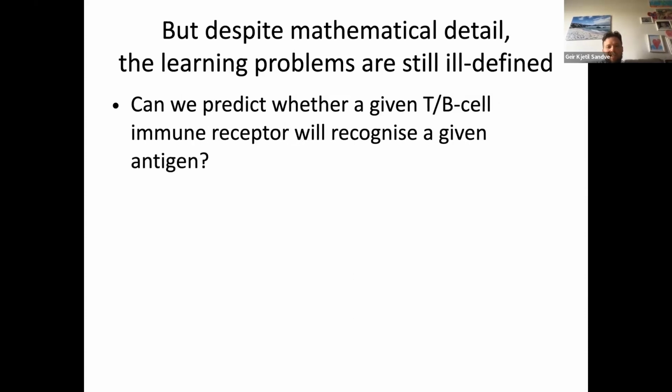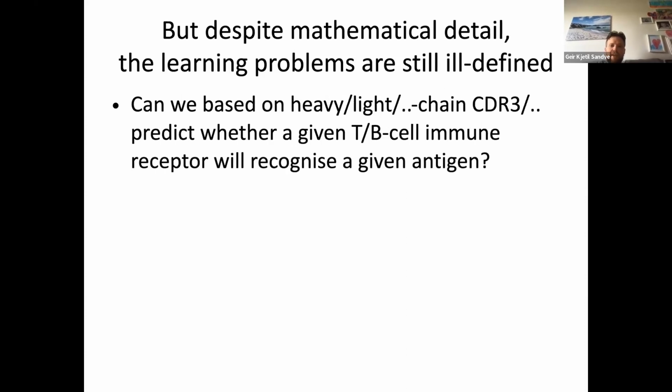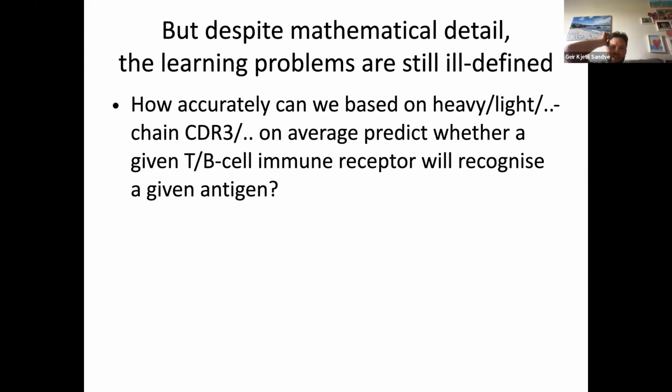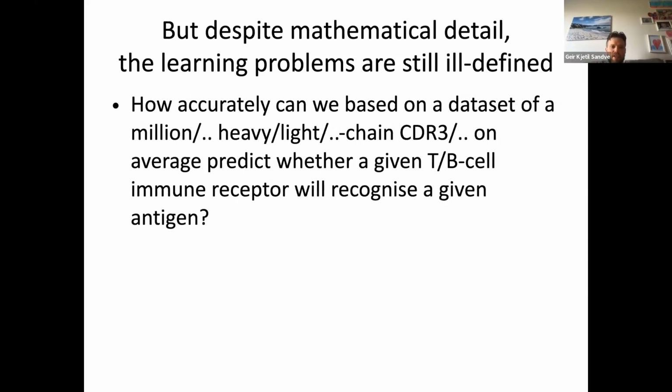And we can, of course, say T or B cell immune receptor, and how different is it really on the machine learning side? To be honest, I don't know really myself. And then we say, of course, can we, based on heavy or light or alpha beta chains, CDR3 or also other CDRs or other parts of the receptor, predict whether we're given a T or B cell and so on. And then we can say that what we're interested in is how accurately can we do this?